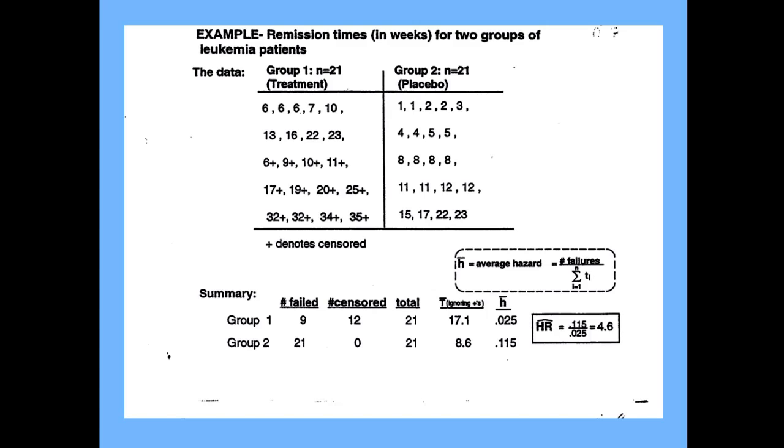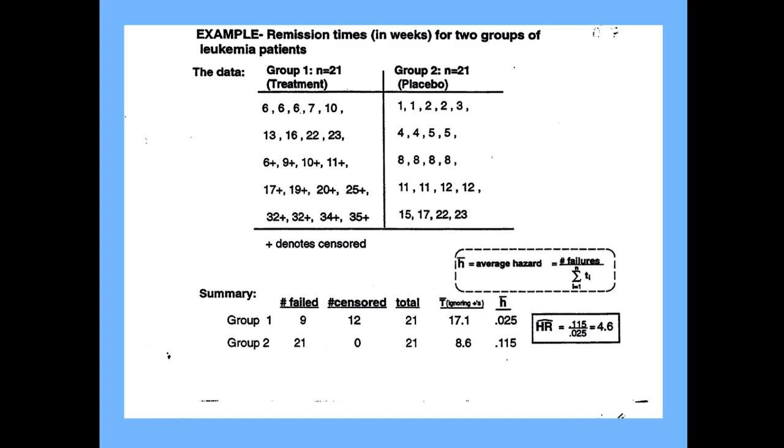Well, we don't know what it is, but is it higher or lower? It's higher than 17.1 because anybody with a plus, their remission time was longer, even though we don't know what it is, right? So this isn't exactly right for the mean for the treatment group, but certainly it's even bigger. There's even a bigger difference, okay?